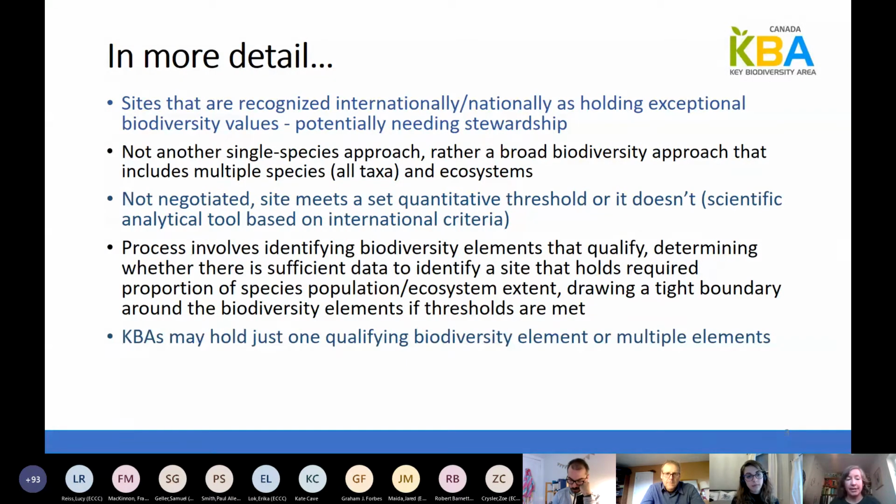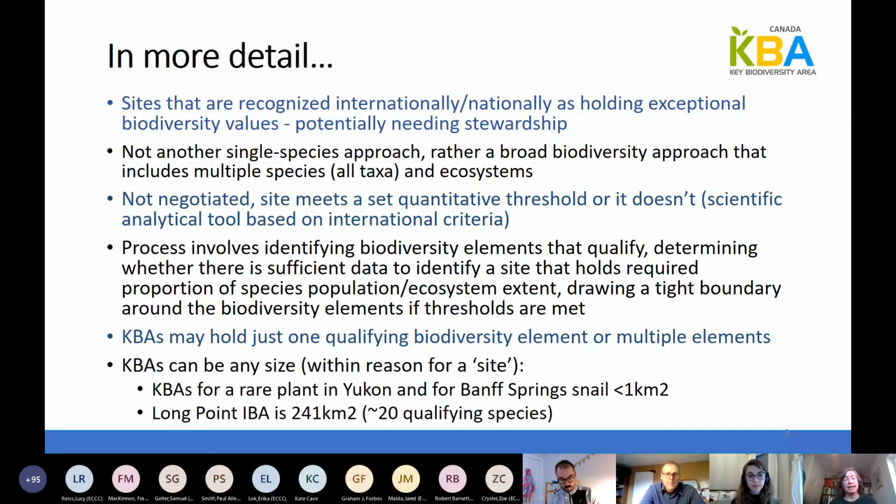A key biodiversity area can hold just one qualifying biodiversity element, so it can be identified as a key biodiversity area because of just one qualifying ecosystem, for example, an Alvar site in southern Ontario, or it can have multiple elements. So another site of interest might be Sable Island in Nova Scotia, where it qualifies as a key biodiversity area for, I think, somewhere between 6 and 10 different species, from invertebrates to marine mammals, as well as plants.